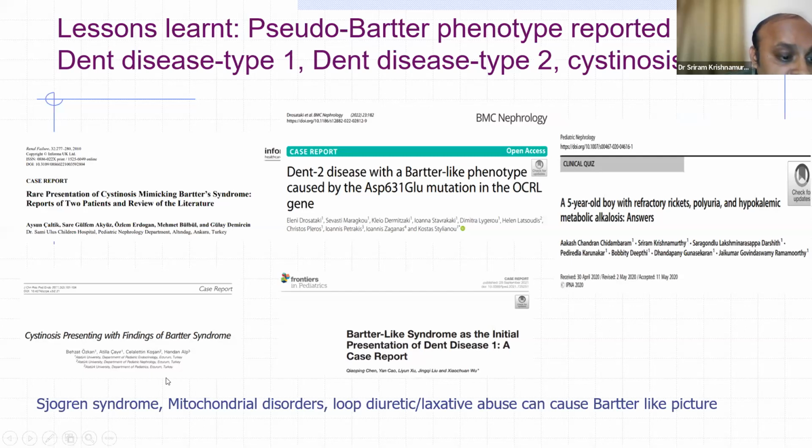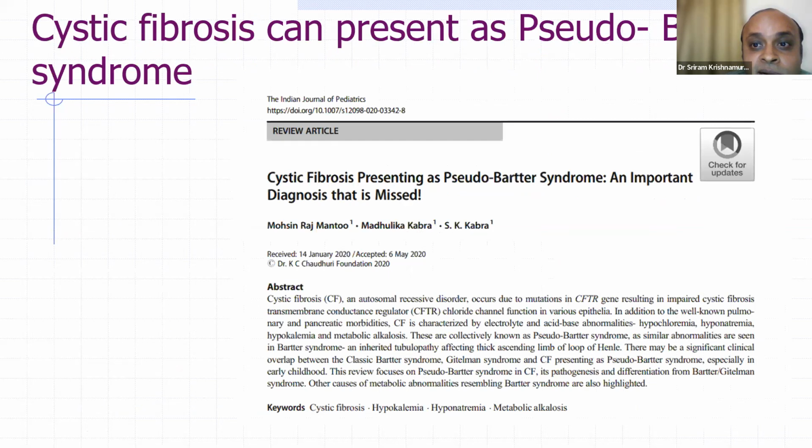Even in adults, you would see Sjogren syndrome, mitochondrial disorders, and loop diuretic or laxative abuse also mimicking a Bartter kind of picture. This case which we had was notable for refractory rickets, and this we actually published in Pediatric Nephrology. So another important disease that one should be aware of is cystic fibrosis.